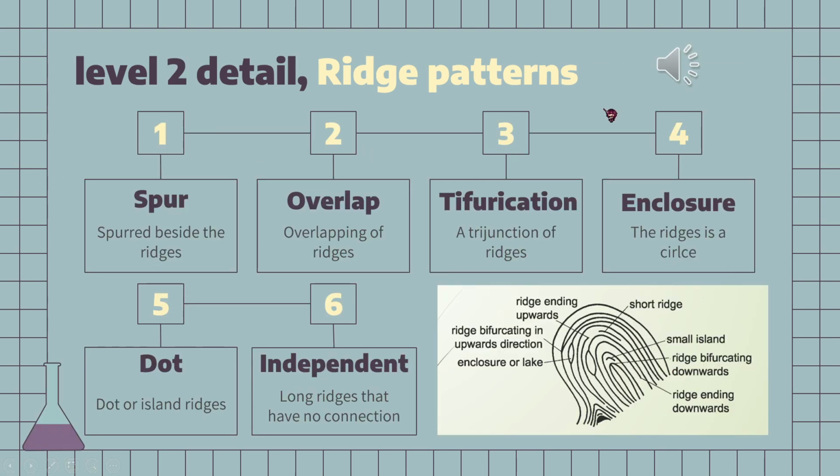So these are the level 2 details of ridge patterns. There are spurs, which spur from beside the ridges, overlapping ridges, trifurcation, the tri-junction of ridges, enclosure, where the ridge is making a circle, a dot, basically a dot ridge or island ridges, and independent, long ridges that have no connection with any other ridges.